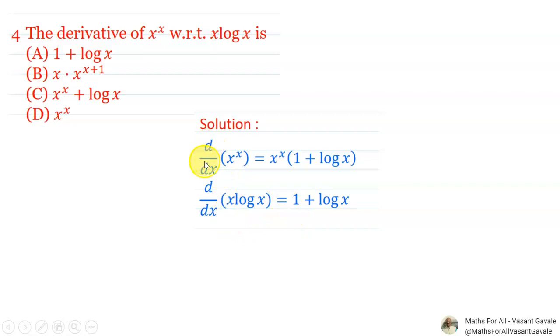And therefore you will get d/dx of x raised to x is x raised to x in bracket 1 plus log x and d/dx of x times log x is 1 plus log x. आता या दोघांचा रेशो घेतला म्हणजे काय डेरिव्हेटिव्ह ऑफ दिस फर्स्ट विथ रिस्पेक्ट टू सेकंड 1 plus log x, 1 plus log x get cancel and you will get x raised to x. That is option D is a correct one.